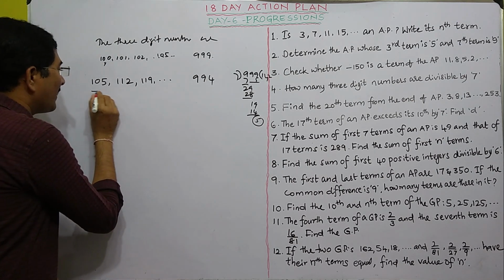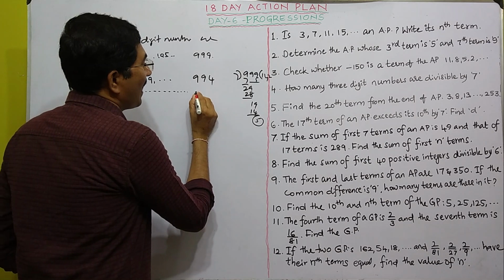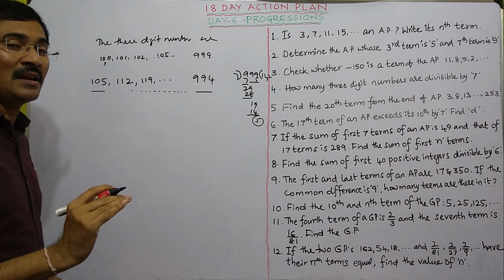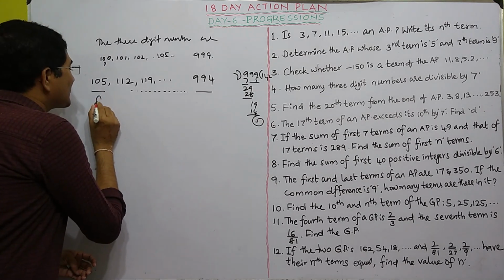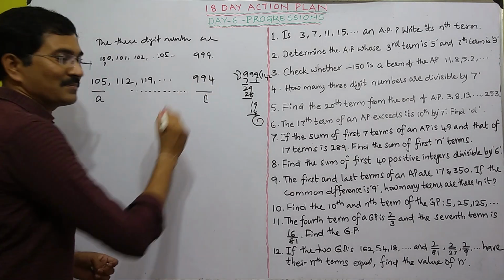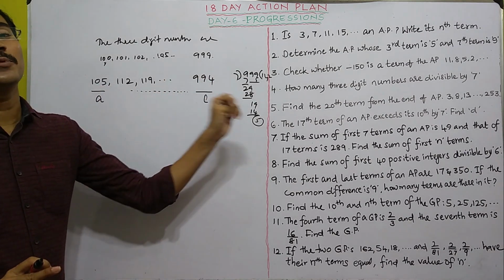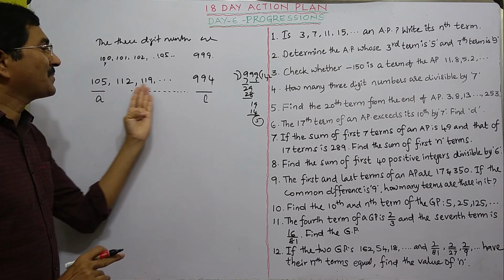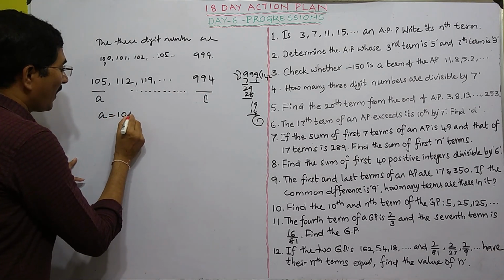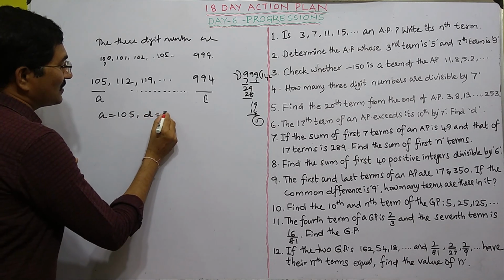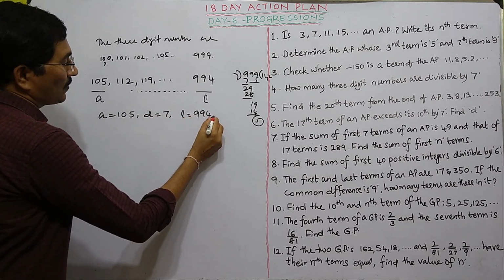So starting from 105, we go on with the numbers divisible by 7 up to 994 because we are limiting to 3-digit numbers only. Now this is the first term, this is the last term, and the common difference is the same here. So this forms an arithmetic progression. We should write it. This forms an arithmetic progression wherein a is equal to 105 and d is equal to 7. The last term is equal to 994.